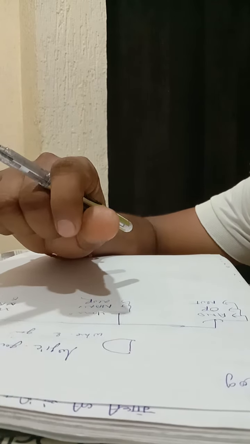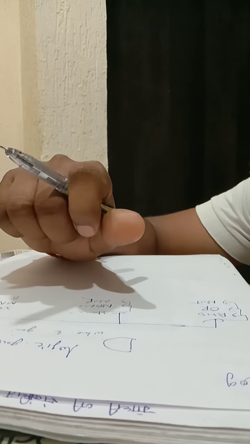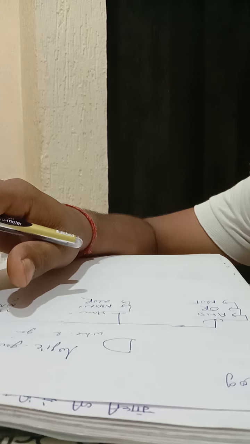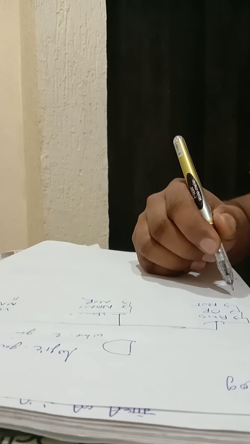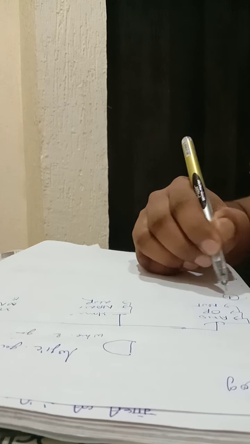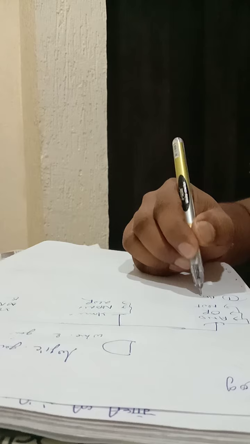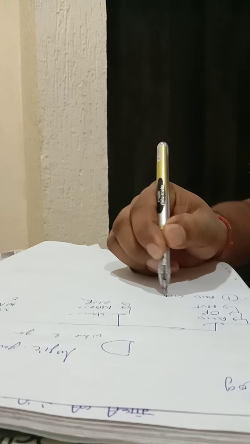Firstly, fundamental gate. A fundamental gate is a gate which can make another type of gate. Among the fundamental gates, firstly we discuss the AND gate.